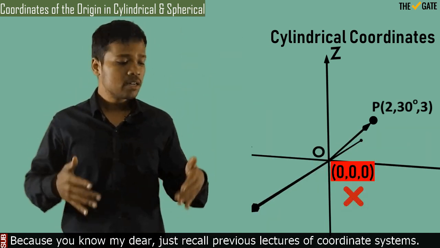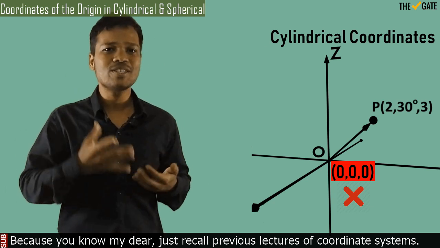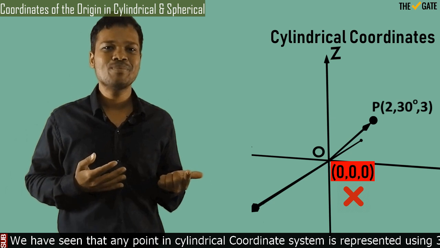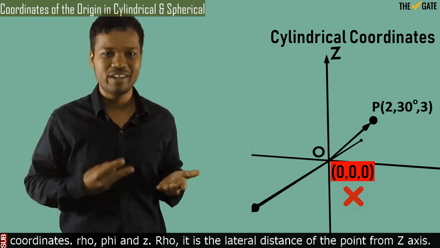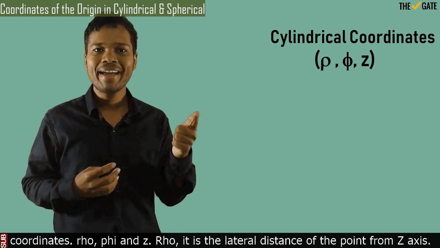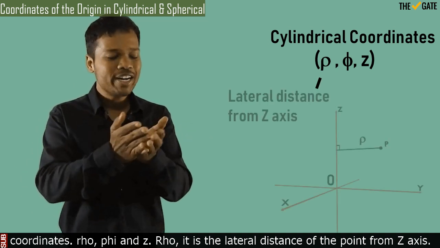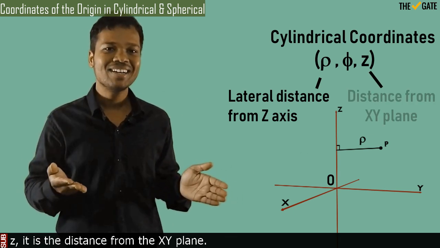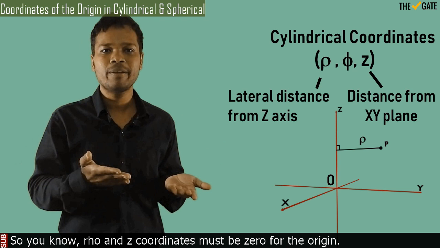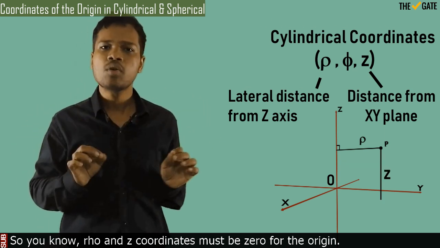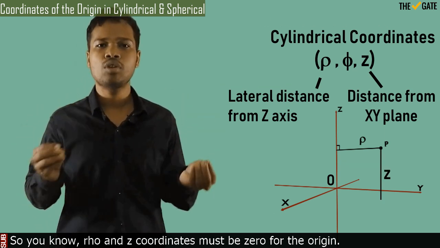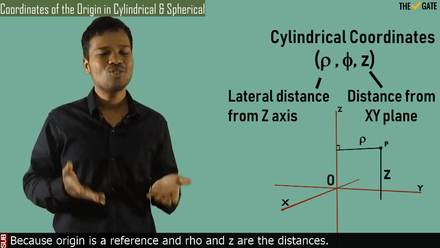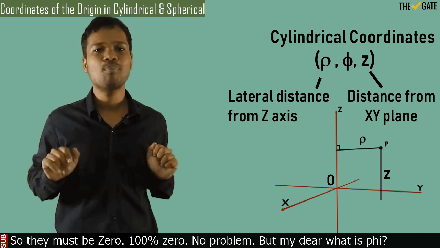Just recall the previous lectures on coordinate systems. We have seen that any point in the cylindrical coordinate system is represented using three coordinates: rho, phi and z. Rho is the lateral distance of the point from the z-axis. Z is the distance from the xy plane. So the rho and z coordinates must be 0 for the origin, because the origin is the reference and rho and z are distances. So they must be 100% 0, no problem.